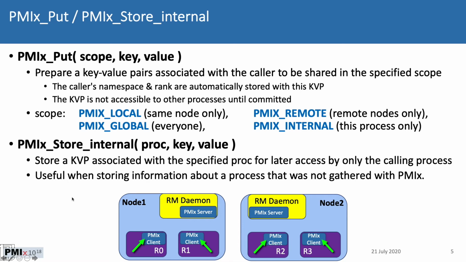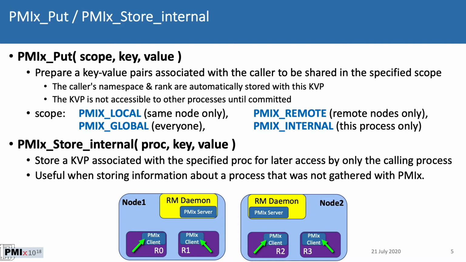The PMIx put operation prepares a key value pair to be shared within a specified scope. The caller's namespace and rank are automatically stored with the key value pair, so there's no need to encode that in the key anymore. It's automatically associated by the library in this packet. And so this is an important piece of information, the process rank and namespace. When the caller in the PMIx get is trying to access a key, they can say, give me this key from this process. And those are 2 different pieces of information, as we'll see.